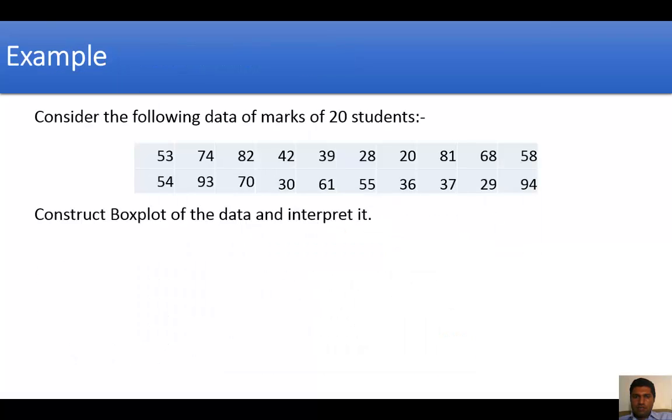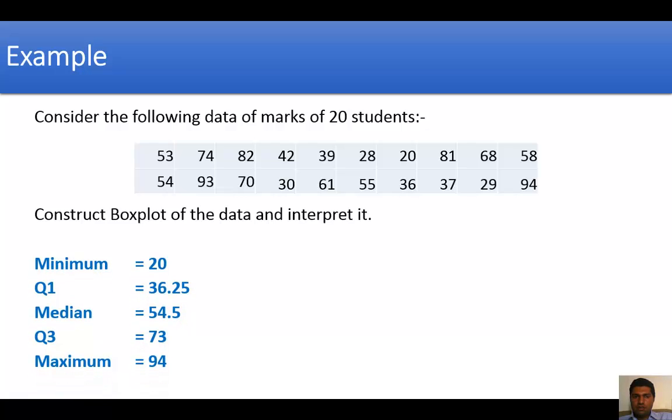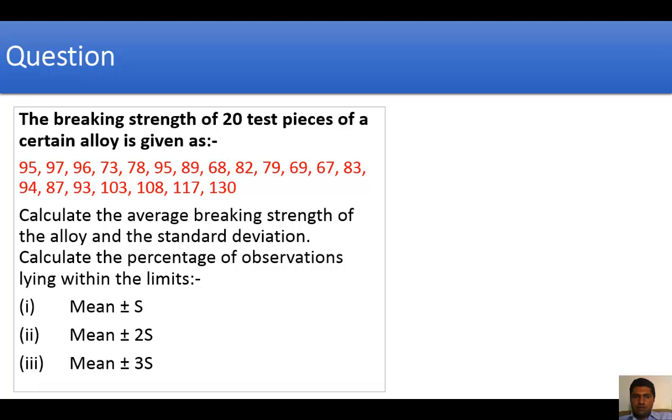And here is a simple example of the marks of 20 students, from which you can calculate the 5-number summary, and you can draw a box and whisker plot for your practice. Here is another example of 20 test pieces of a certain alloy, and your task is to compute the average and the standard deviation, and one additional thing: you need to calculate the interval mean plus minus 1 times standard deviation, then mean plus minus 2 times standard deviation, and lastly mean plus minus 3 times standard deviation, and assess how many values fall in those intervals.